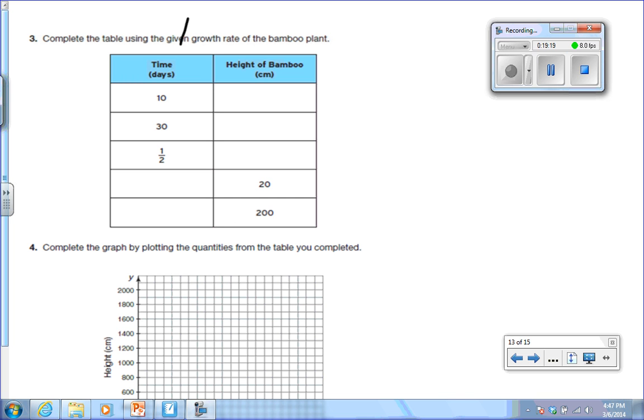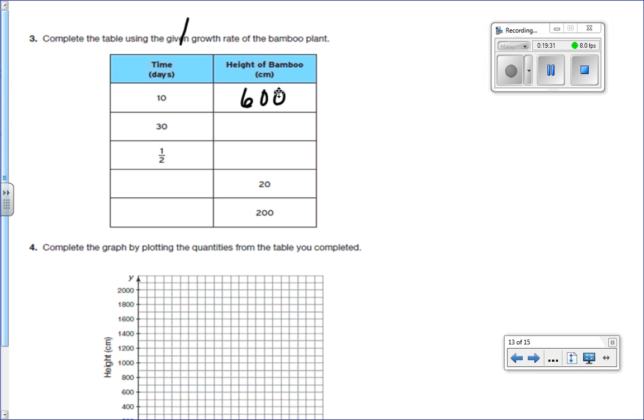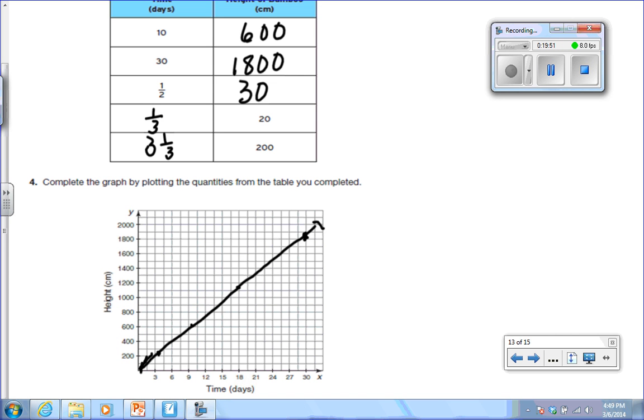Number 3, complete the table using the given growth rate of bamboo plants. So if we have 10 days, we've already figured out, this is from the first part, that it would be 600. If we have 30 days, it's going to be 1800. If we have half a day, it's going to be 30. From here, if it was 20, then it's 1/3 of a day, and then this one was 3 1/3. I want you to go ahead and try to graph this, come back and check yourself.